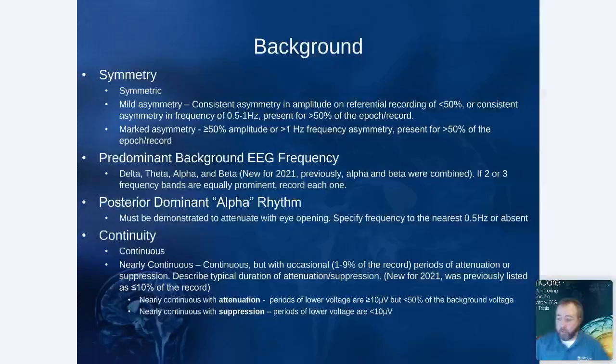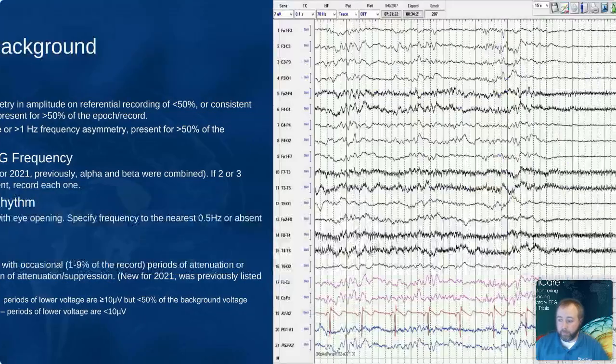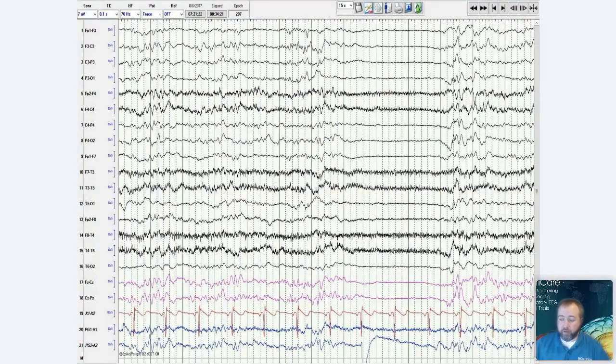Okay, so the next one, then, you can have nearly continuous with suppression. So this is what suppression is. It's completely flat. There's nothing there. So there is a difference there, whether it's nearly continuous with attenuation or nearly continuous with suppression.